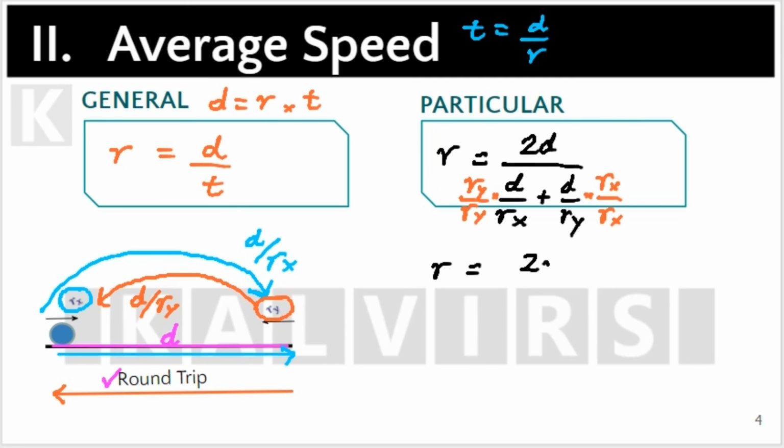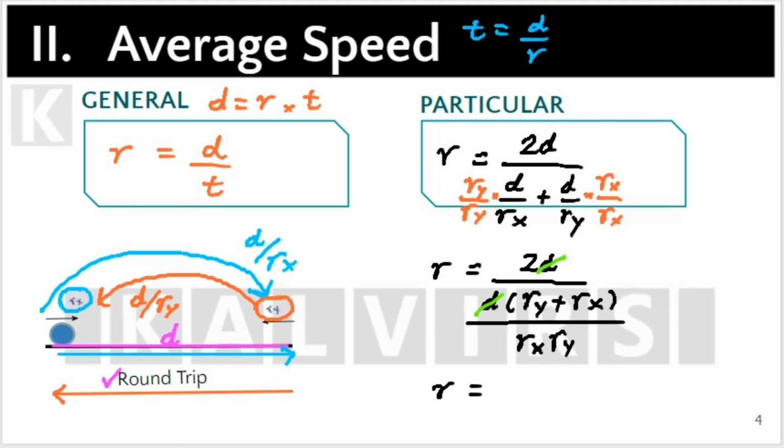The average speed is twice d divided by d times ry plus rx, divided by rx times ry. We can cancel this here. Finally, the average speed for a round trip is twice rx times ry divided by the sum of the rates.